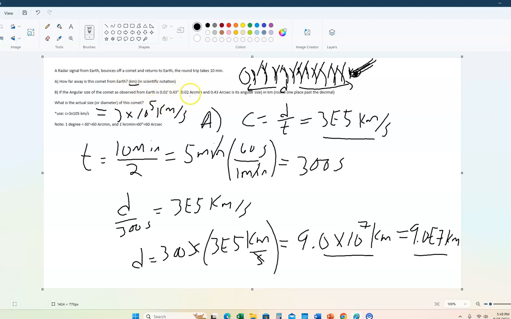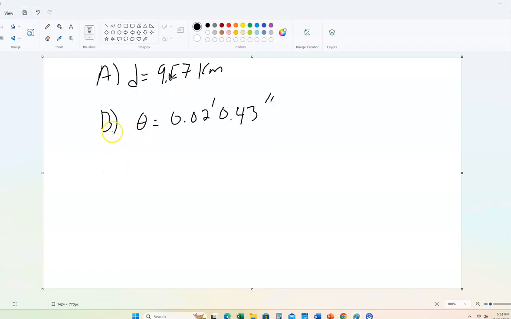We have to convert this angle to degrees. It's in arc minutes and arc seconds, but we're going to do a quick conversion into degrees. So we're going to continue this problem for part B. We know the distance from part A. This is the angle, although it's not in the right units. Theta, the angular size of the object, has to be in degrees. That's the way the formula is set up.